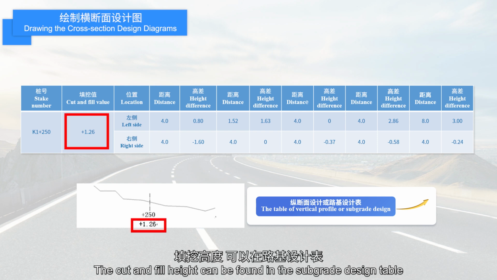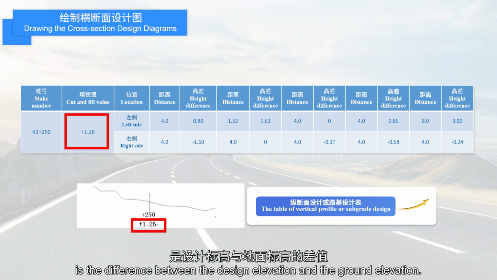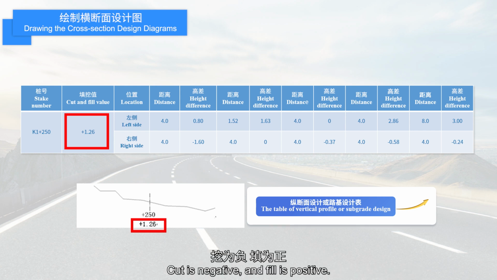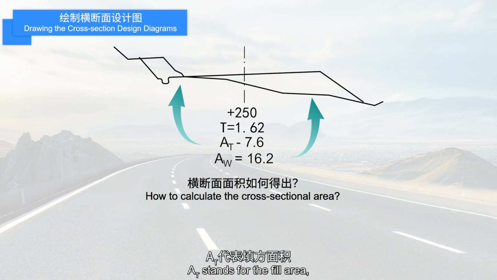The cut and fill height can be found in the subgrade design table or the vertical profile design drawing. Cut and fill height is the difference between the design elevation and the ground elevation. Cut is negative and fill is positive. The capital A in the figure represents the initial letter of the area. AT stands for the fill area and AW represents the cut area.